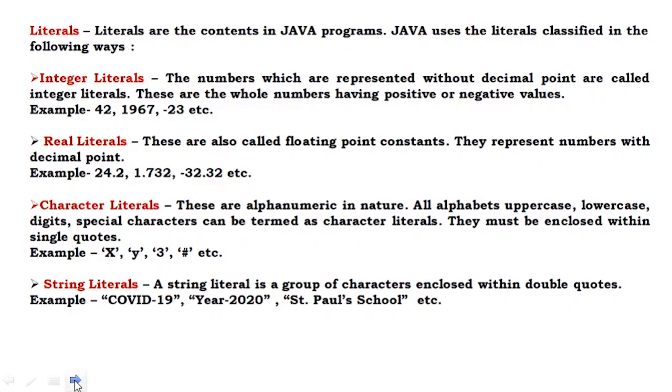Next, children, you see the real literals. These are also called floating point constants. They represent numbers with a decimal point. So see here the examples are 24.2, 1.732, minus 32.32. These are your real literals because they have 2 parts. One is the integer part, another is the fractional part. So real numbers consist of 2 parts.